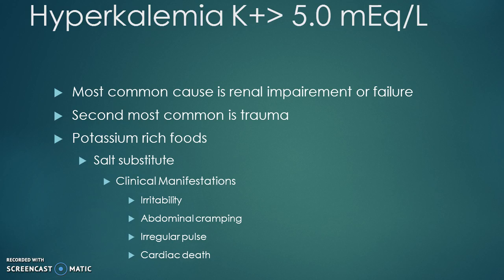So some of our clinical manifestations: irritability, anxiety. Again, it works for our skeletal muscle. It works on our resting neuron potential. Abdominal pain, cramping, diarrhea, we'll see that. Weakness, especially of our extremities. Irregular pulse. And we're going to see EKG changes. And I don't want you guys to get really excited about EKG changes. We'll see more of that when we get to cardiac. In severe cases of hyperkalemia, a potassium greater than 7, we can actually have a cardiac death.